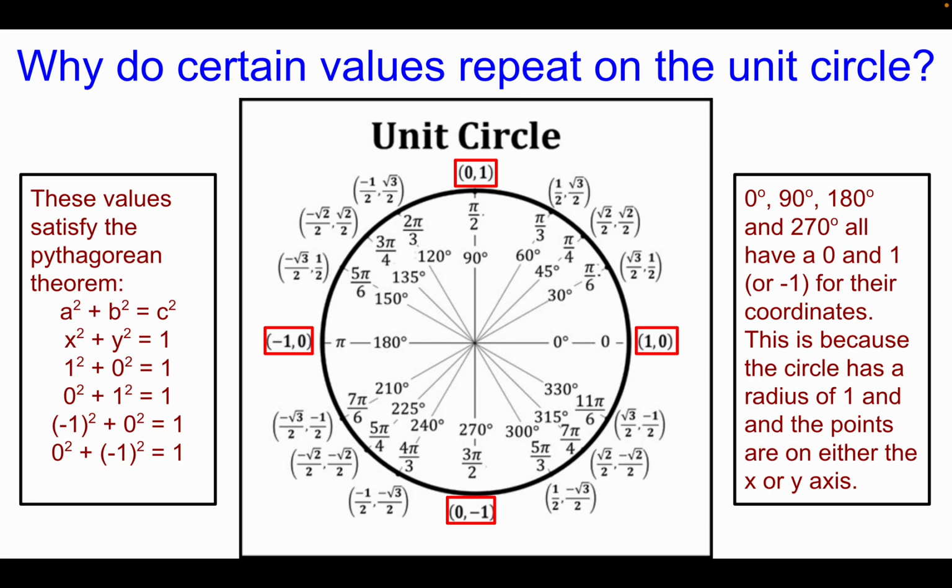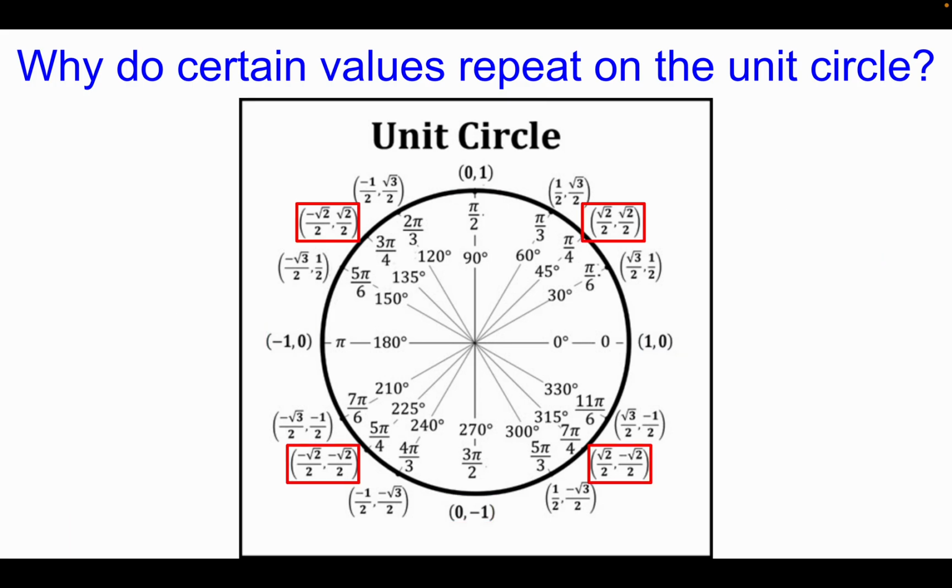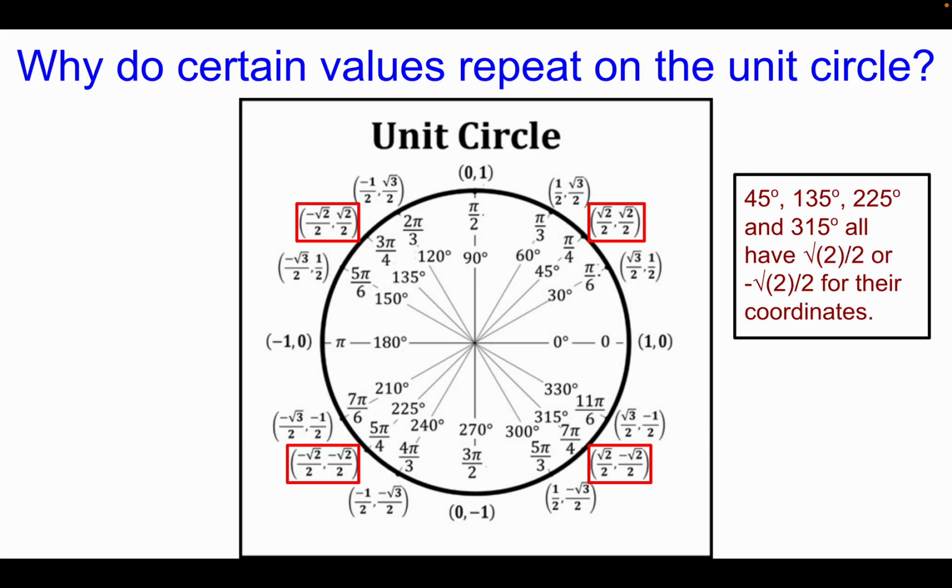Okay, let's look at some other patterns that we see on the unit circle. If we look at these points at 45 degrees, 135 degrees, 225 degrees, and 315 degrees, they all have square root of 2 over 2 for both of their coordinates. So each coordinate will either be square root of 2 over 2 or negative square root of 2 over 2. Okay, so where does that come from?